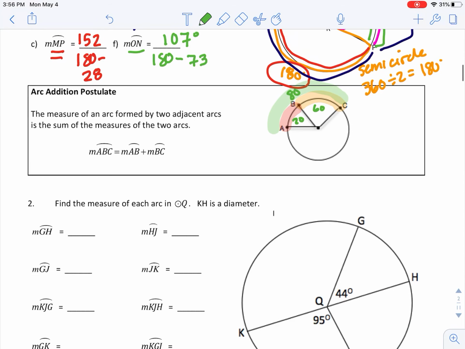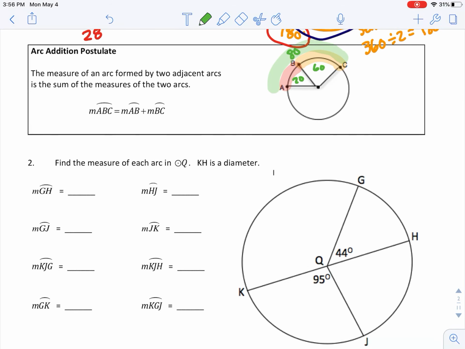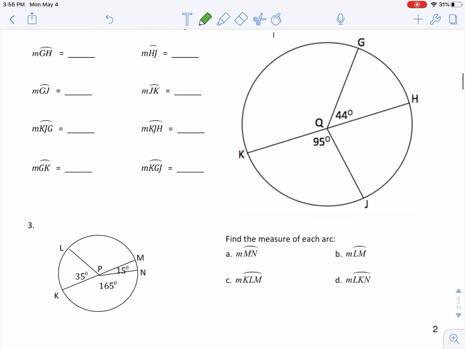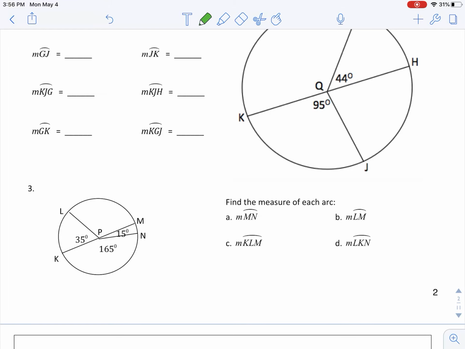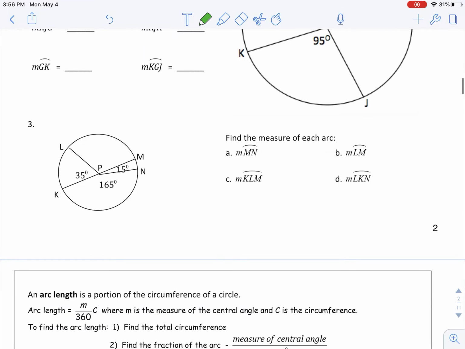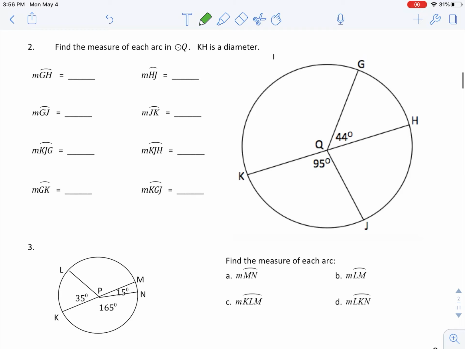Okay, so now it's your turn. You're going to do number 2, and the answers are all online. You can check them. And number 3. So you're going to finish page 2 and then submit that online when you're done. Submit it on Schoology.